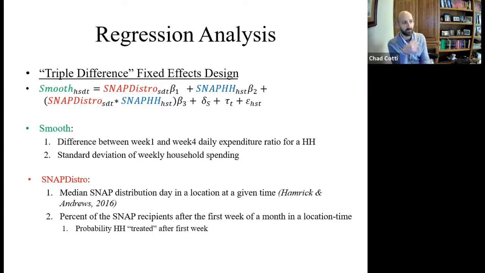And so, for example, if you're a household in New Jersey that distributes on the 1st, 3rd, and 5th, those households' SNAP distribution value would be a 3. If you're an Alabama household, Alabama distributes from the 4th through the 18th of the month, every day. So the median there is going to be like the 11th of the month. And so do we find that households that are on average treated later in states seem to have better smoothing characteristics is the basic idea.